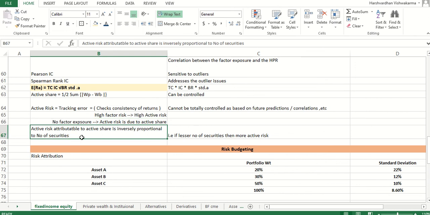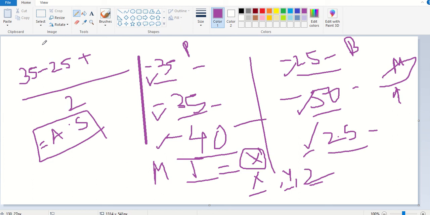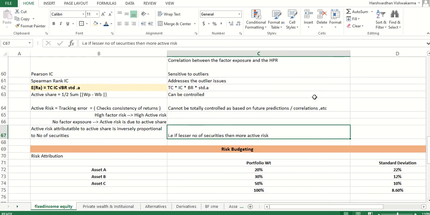Active risk attributable to active share is inversely proportional to the number of securities. That is, if there are fewer securities, then there is more active risk. Say suppose now I have 35, 40, and over here I simply make this 25 and 75. Now we have fewer securities over here. So my active risk increases from 35 minus 75, right? Mathematically my active risk and active share both will increase, because now I have a concentrated position.